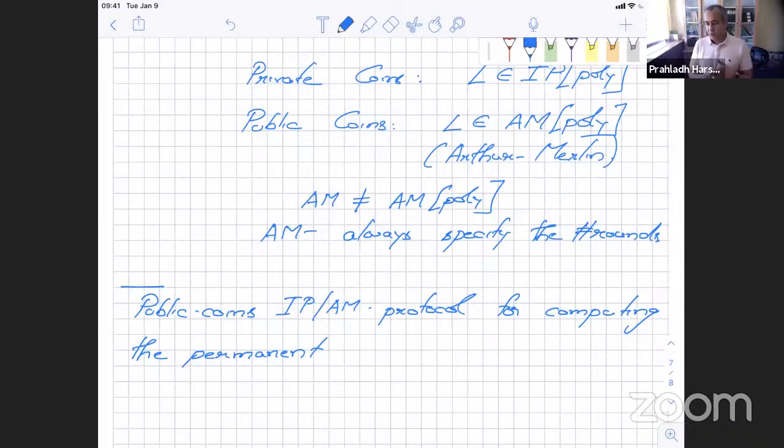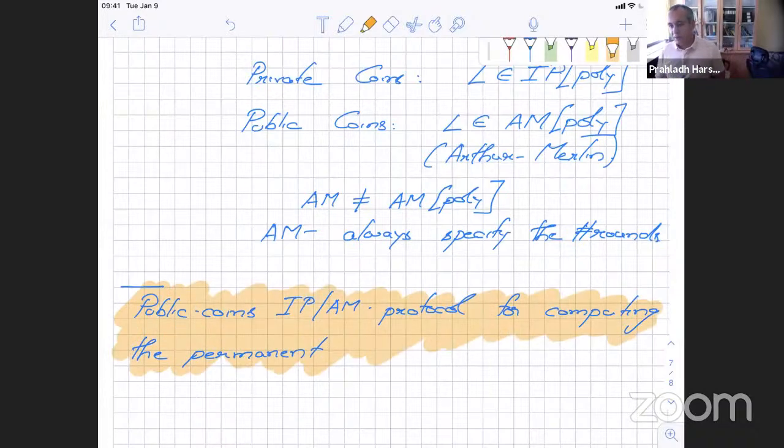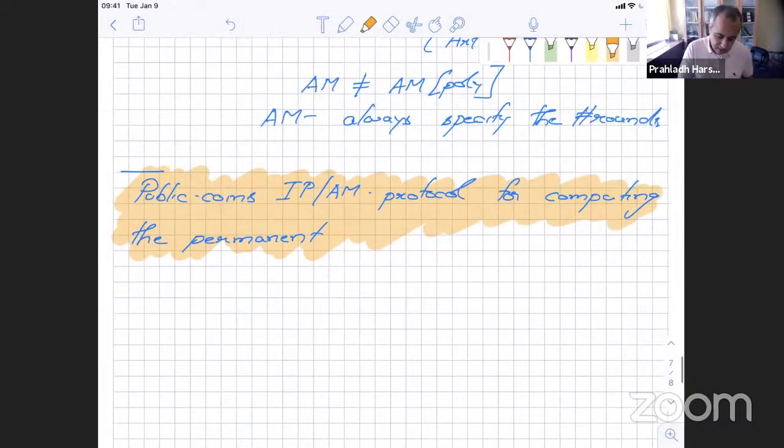IP is the interactive proofs. Graph non-isomorphism also already showed you that by having a short conversation with the prover, you can actually compute something which was way, way beyond our capacity previously. Okay, so let's get started on this.